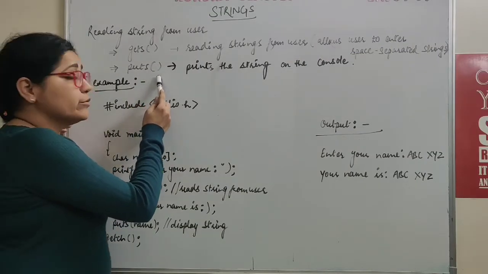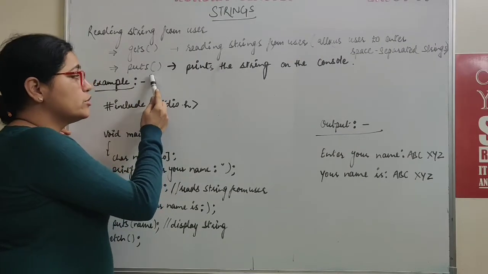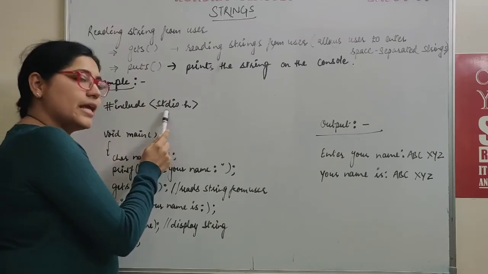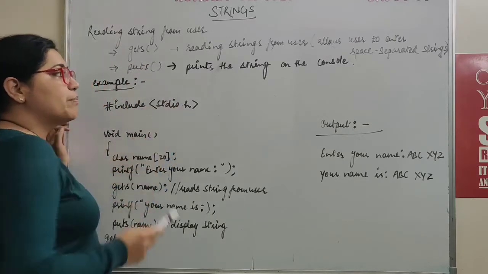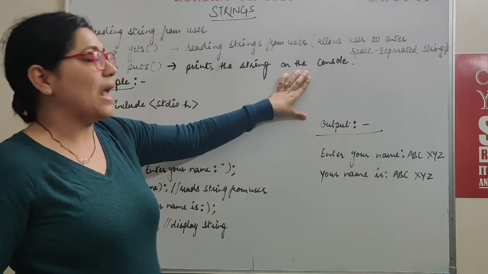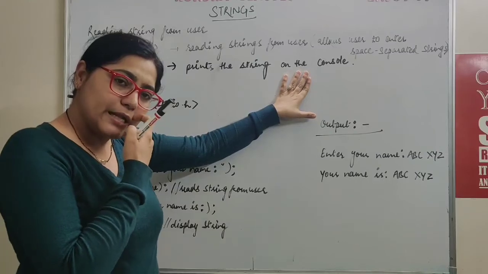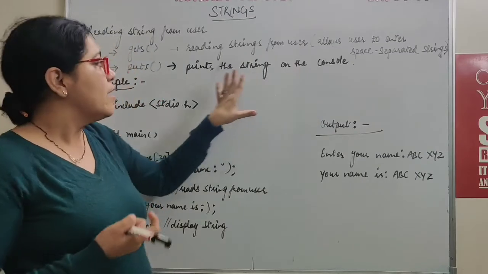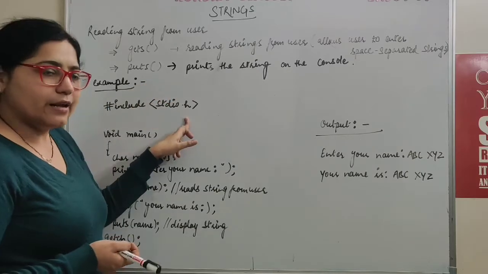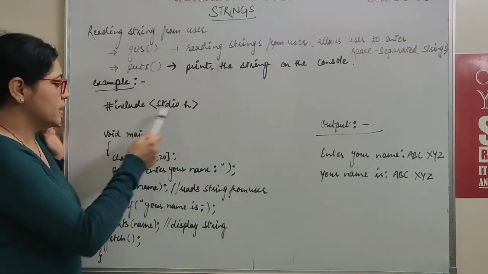Another function we are going to use is puts. puts is a function which is stored again in stdio.h and it prints the string on console. It is used for printing. Earlier we were using the printf statement with the format specifier, but you can also use the puts function for printing. Let's take an example.